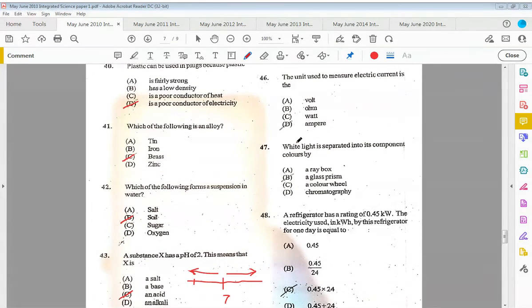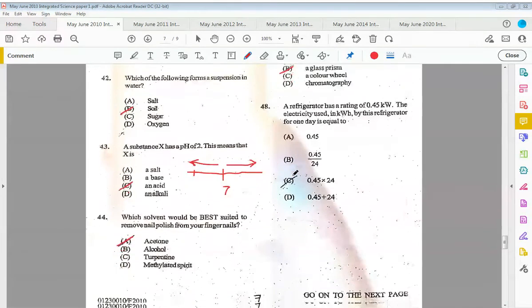46. The unit used to measure electric current is the D, the ampere, which is capital A. Then 47, white light is separated into its component colors by B, the glass prism. 48, a refrigerator has a rating of 0.45 kilowatts. The electricity used in kilowatt hours by this refrigerator for 1 day is equal to C, 0.45 multiplied by the 24 hours.